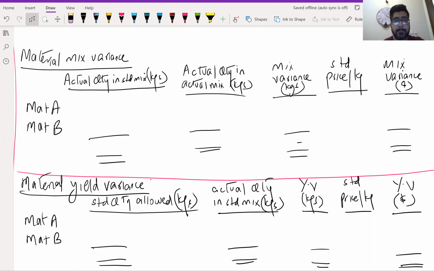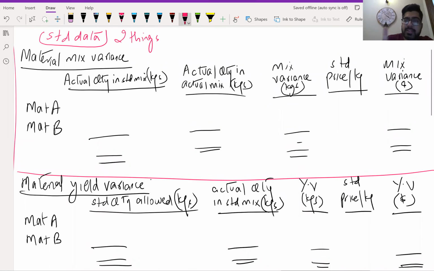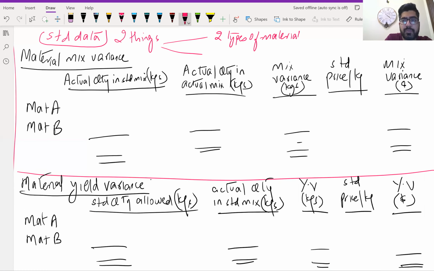Now, before starting this question, from the standard data, you must extract 2 things. The first thing, how many materials are there? There are 2 types of materials, A and B. This you should extract from the scenario before starting the solution.